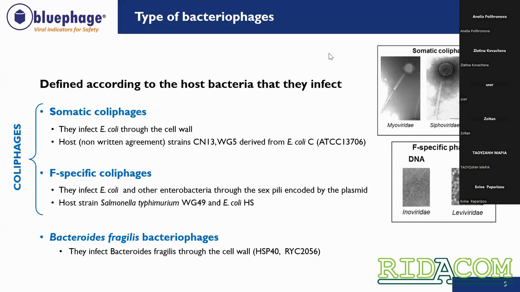For the F-specific coliphages, the difference is that the bacteria is infected through the sex pili. The most important host strains that we have are WG49, that is a Salmonella, and E. coli HS. Within the family of bacteriophages, we also have Bacteroides fragilis, but we are not going to talk about them as they are not included in the regulations or in the analysis for common quality control.